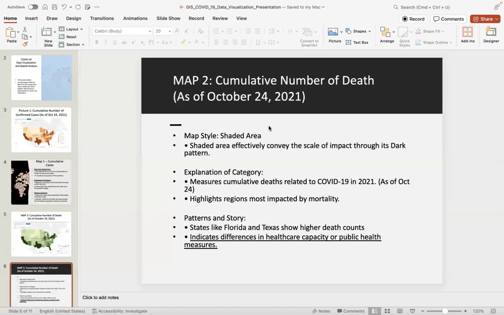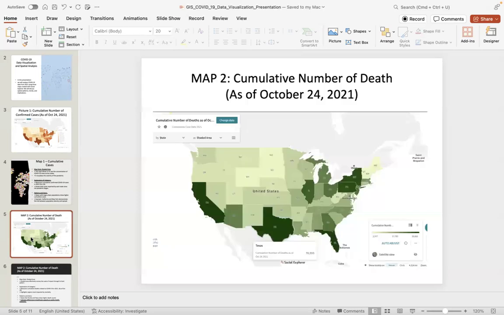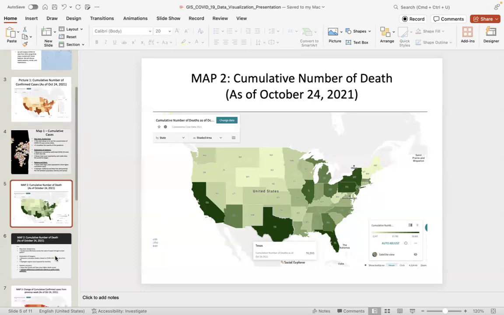All right, so basically, the shared area effectively conveys the scale of impact through its dark pattern that we have discussed. Explanation of the category: it measures cumulative deaths related to COVID-19 in 2021 as of October 24, and it highlights regions most impacted by mortality. Patterns and story: Florida and Texas show higher death counts. Most importantly, this map indicates differences in healthcare capacity or public health measures in those greatly affected areas, like California, Texas, Pennsylvania, Florida, or New York.